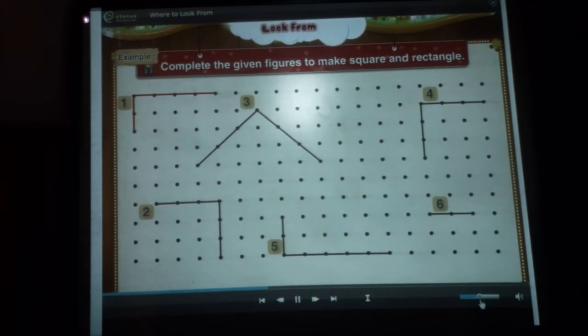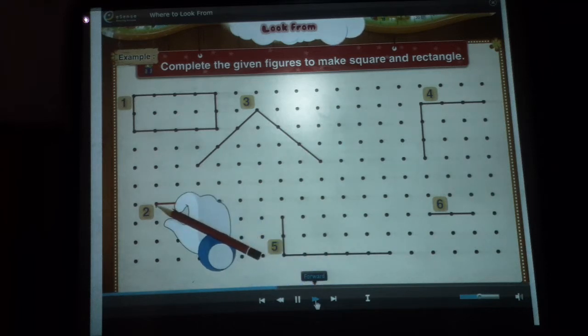Now, to complete the rectangle, we will draw a sleeping line joining 5 dots and then a standing line joining 3 dots. Look, the rectangle is completed. In the 4x4 square, to get the remaining two lines, we will draw lines joining 4 points each.